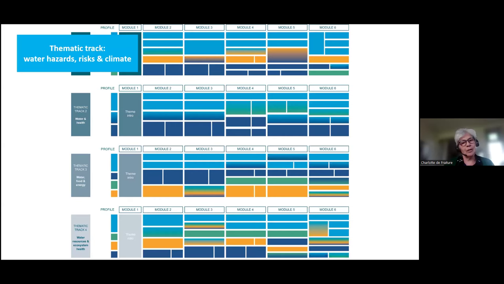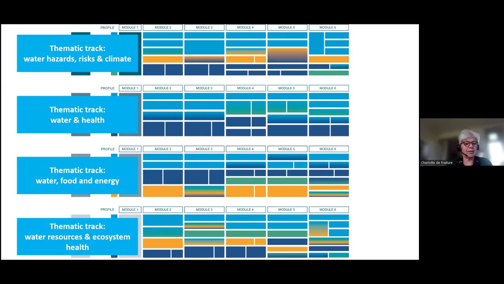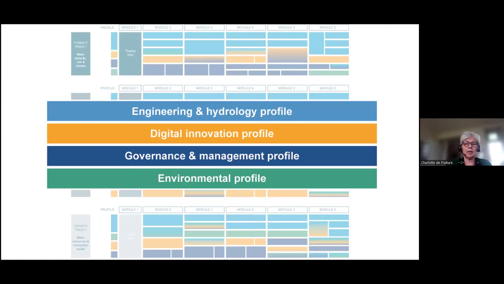We have divided those modules into different thematic tracks. So you have water hazards, risk, and climate. You have a thematic track on water and health. We have a thematic track on water, food, and energy. And we have a thematic track on water resources and ecosystems health. Now, how does that work?